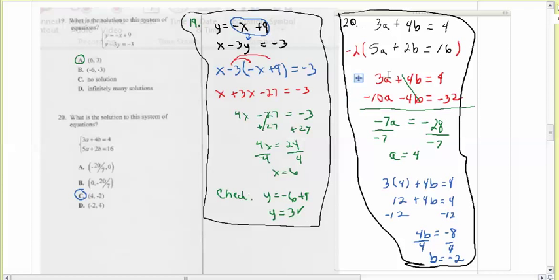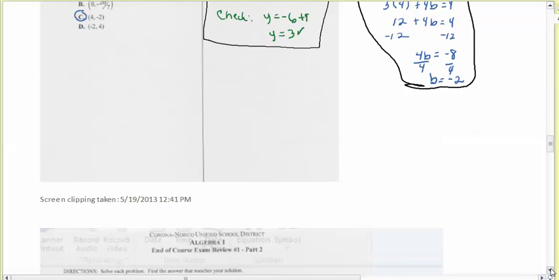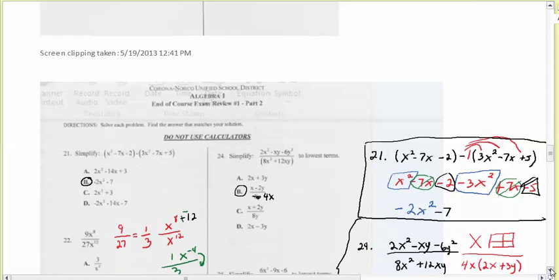I eliminated. I added that together to get negative 7a, and I put that together to get a negative 28. I divided by negative 7 on both sides to get a 4. Then I took that 4 and plugged it in to figure out what my b was, and my b is negative 2. So it's letter C. Again, if you need to stop and study what I did, stop and study what I did.